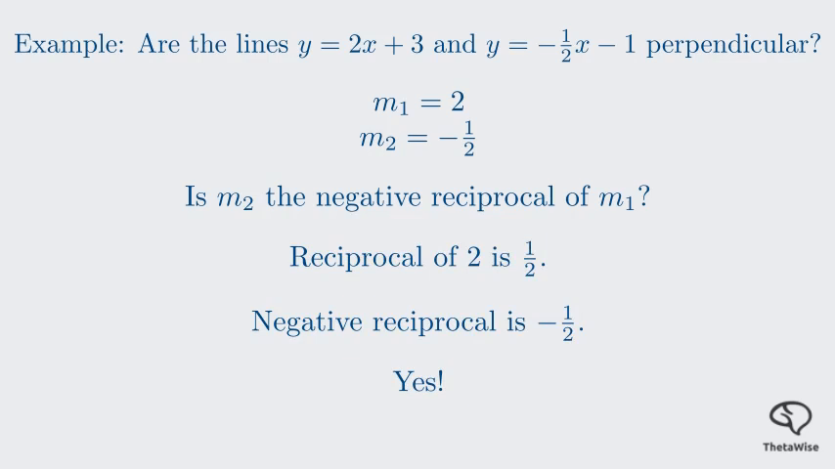Alternatively, we can multiply the slopes together. 2 times -1/2 equals -1. Since the product is -1, the lines are perpendicular.